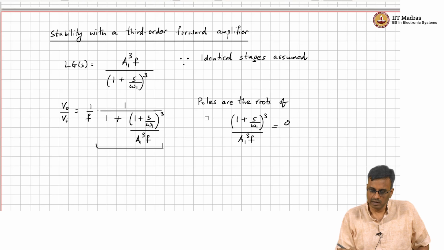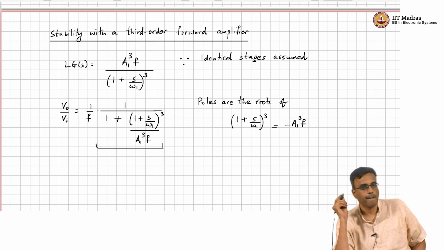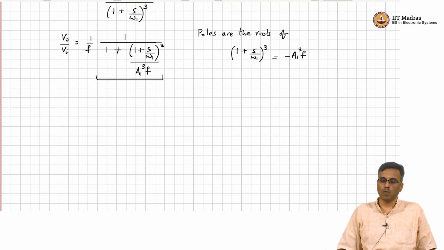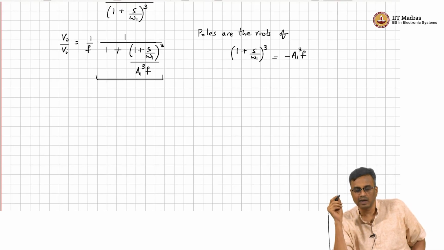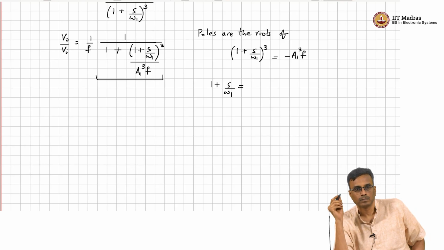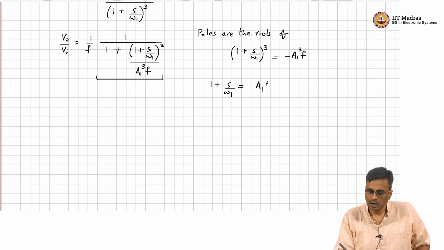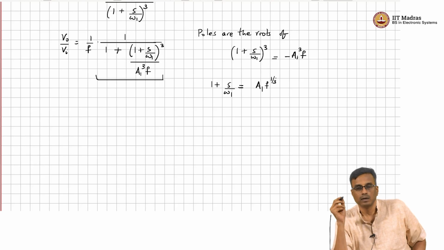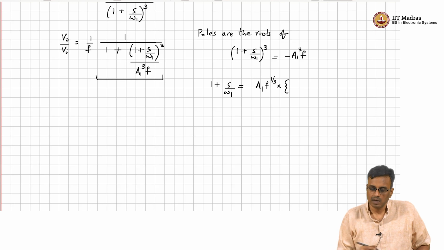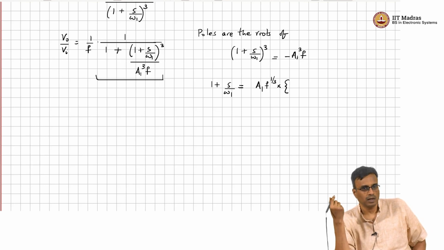Correct, which basically means that this is minus 1 and this goes up there. So, that is basically A1 cube f. Correct. So, if 1 plus s over omega 1 the whole cube is minus A1 cube f, what is 1 plus s by omega 1? A1 f to the 1/3 times, I mean how many roots must be there? 3 roots. Okay. So, what are the roots?